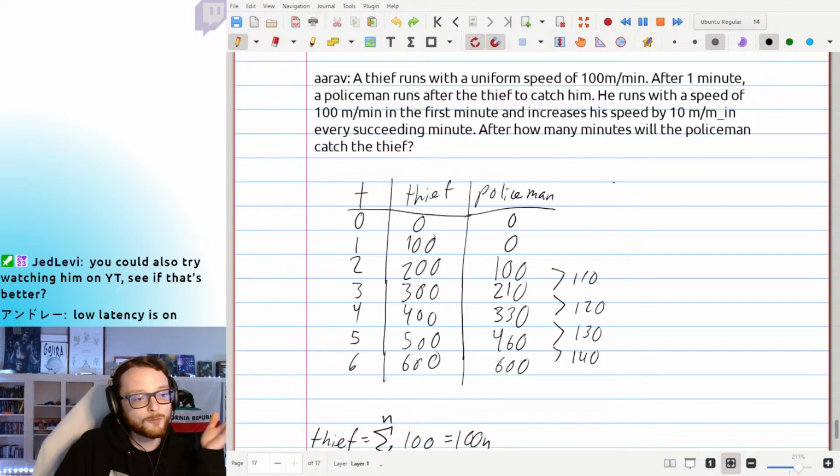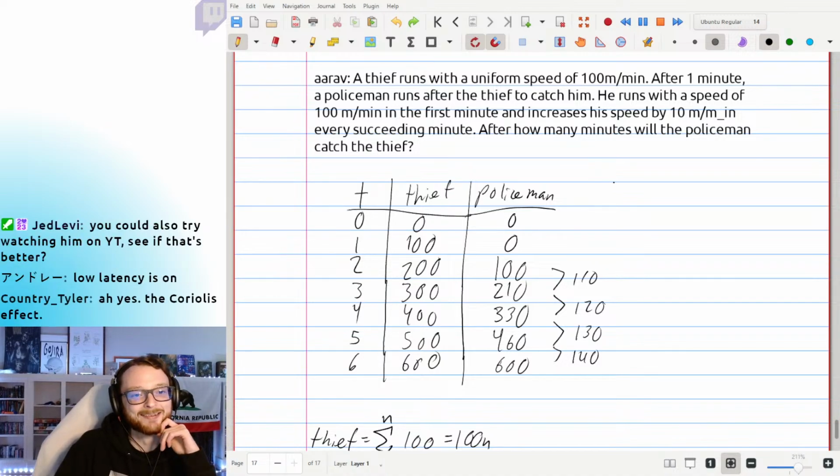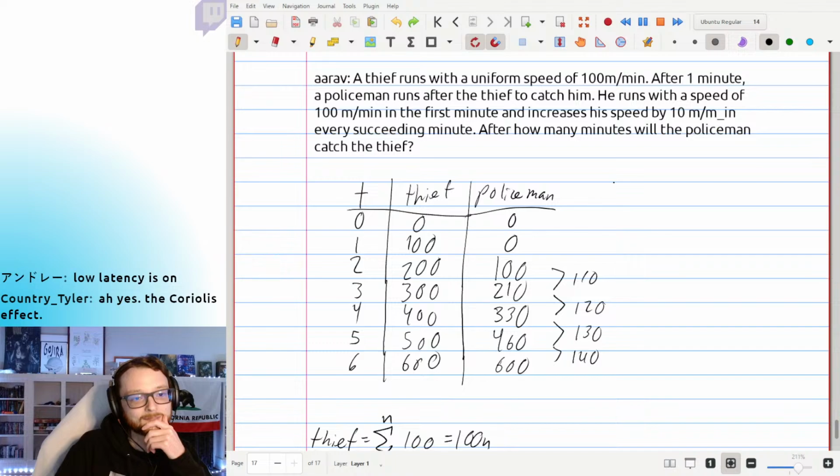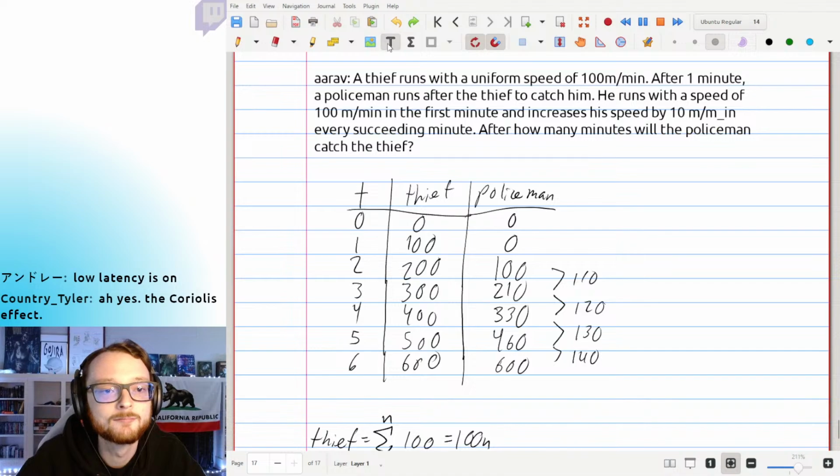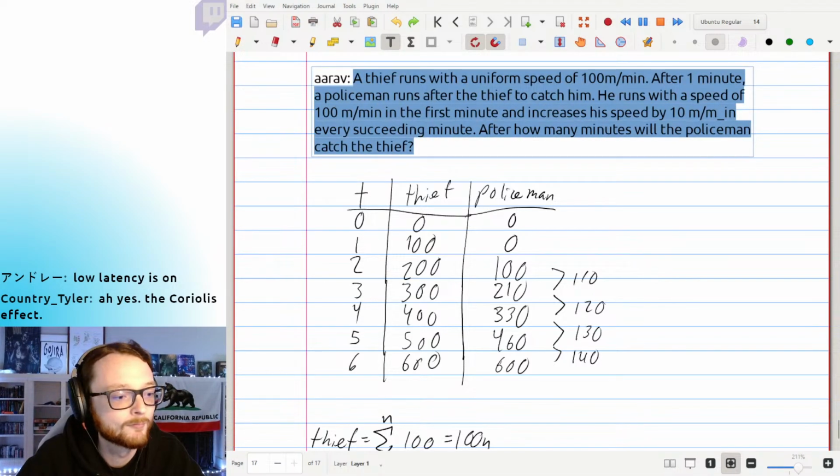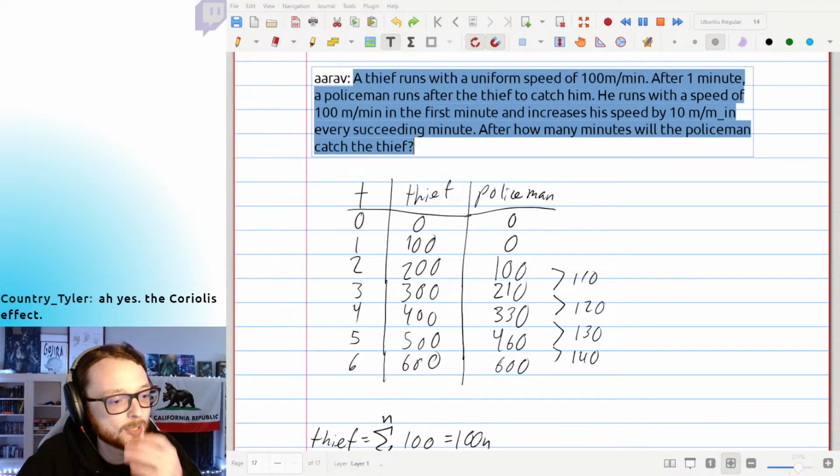I think for YouTube, some people have even more lag than Twitch. Yes, the Coriolis effect. Hey, Tyler. Yeah, this problem really, we should have accounted for the Coriolis effect. Put the text in Twitch chat too.